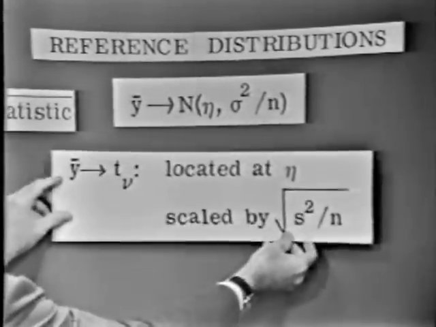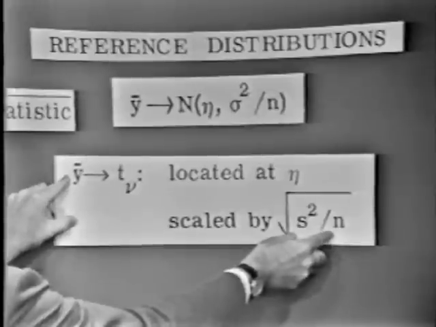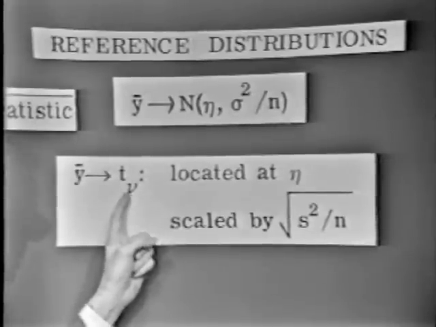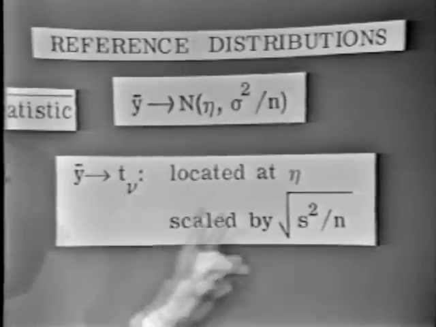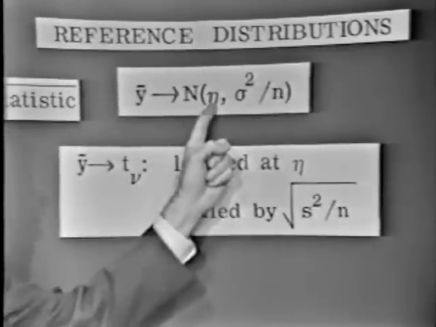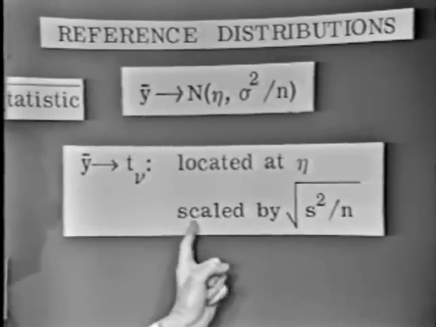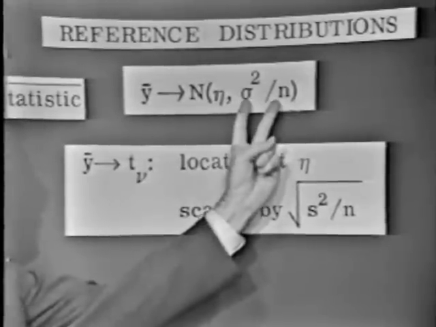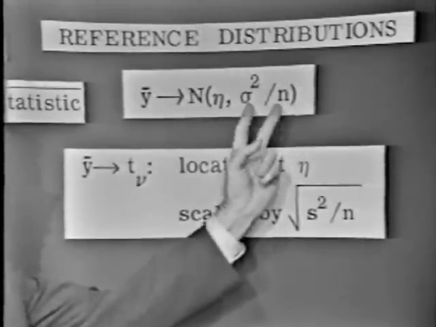And the reference distribution for the averages under those circumstances is a t distribution. The reference distribution for averages is a t distribution with the appropriate number of degrees of freedom, as determined by s squared. That t distribution will be located at eta just like that normal is, and it will be scaled by the quantity square root of s squared over n, whereas this had been scaled by the quantity square root of sigma squared over n.